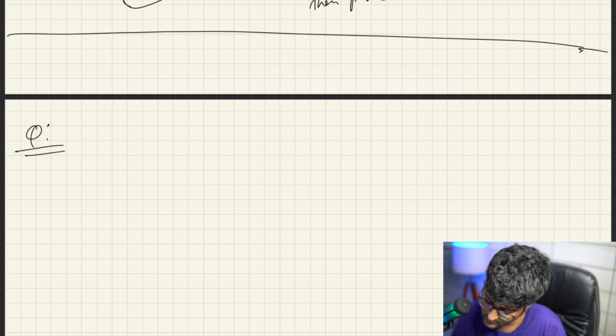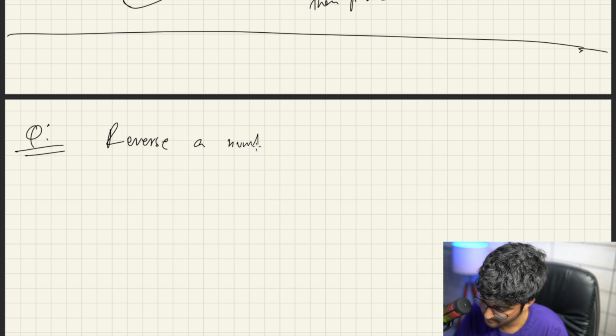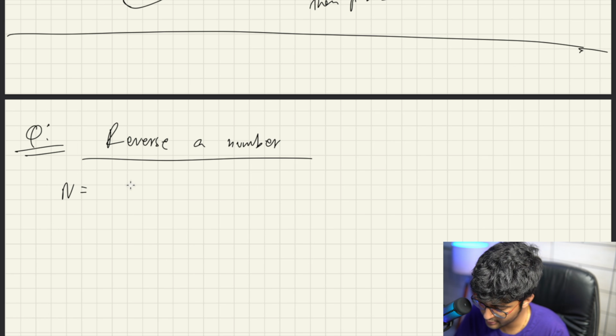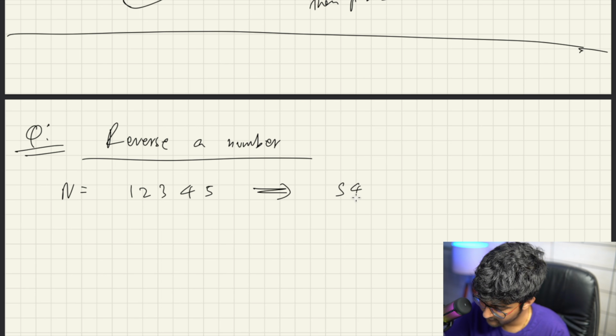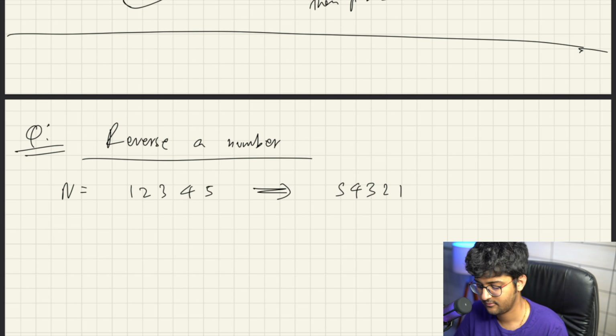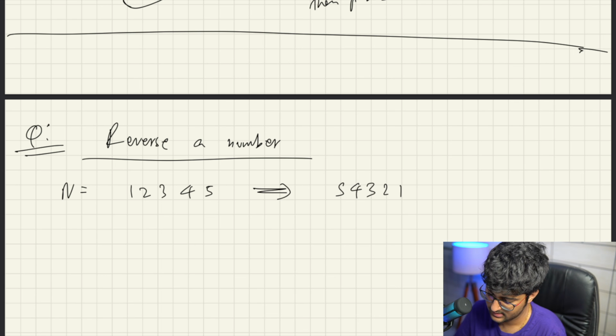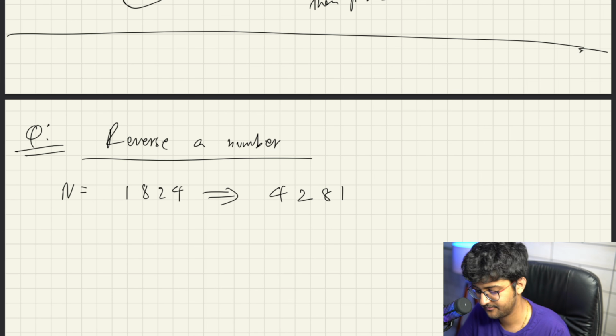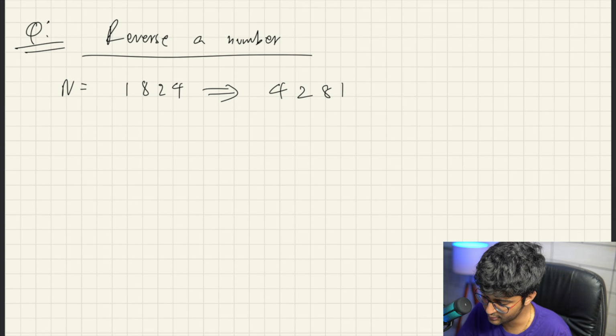So, reverse a number using recursion. N is given to you as 1, 2, 3, 4, 5. You should return 5, 4, 3, 2, 1. It does not have to be sorted, so you can take it like 1, 8, 2, 4. You should return 4, 2, 8, 1. How do we do this?